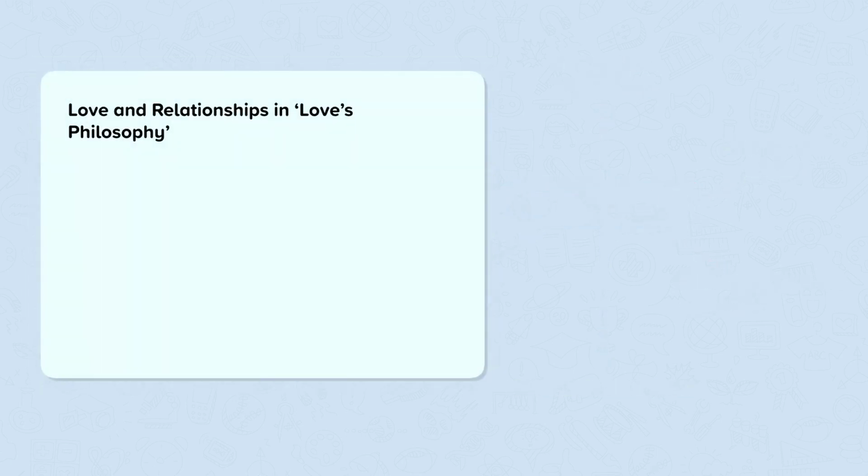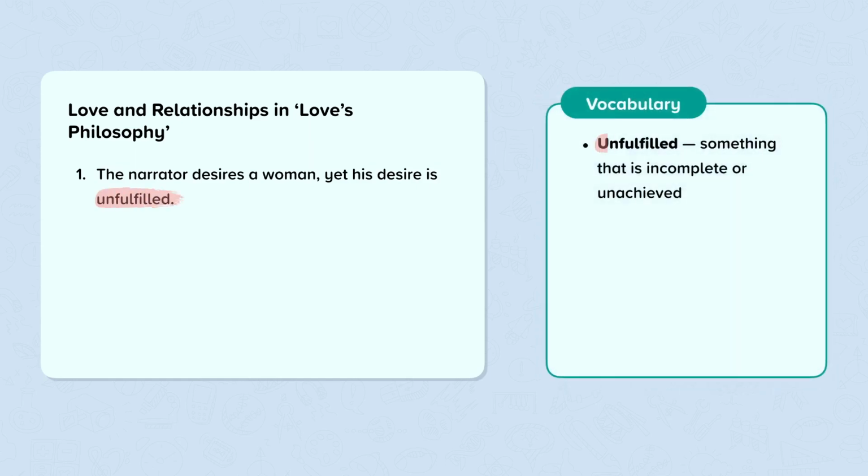Let's look at the themes of love and relationships in Love's Philosophy. You should think of at least 3 or 4 different ideas for each poem that you could explore in your exam essays. Here are some ideas for Love's Philosophy. The narrator desires a woman, yet his desire is unfulfilled. Unfulfilled simply means something that is incomplete or unachieved.